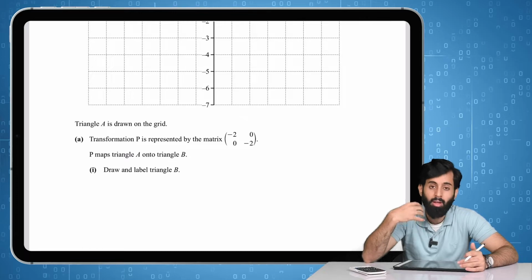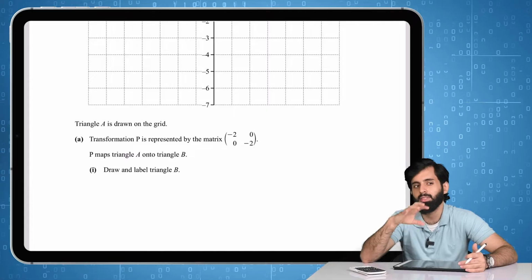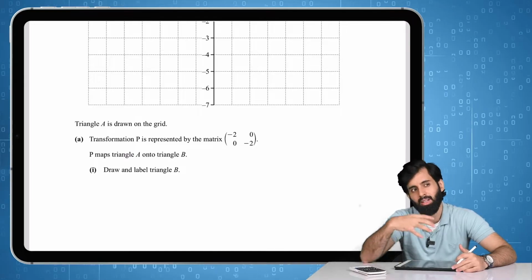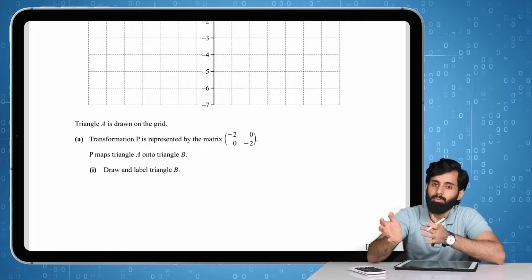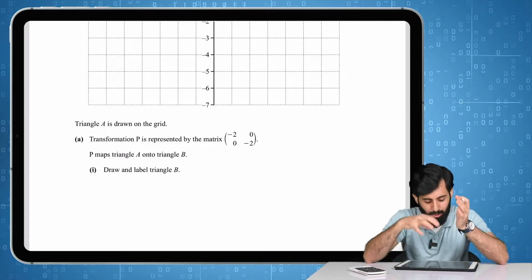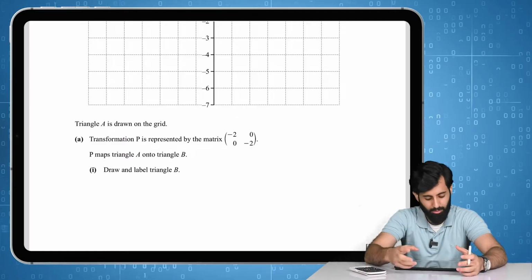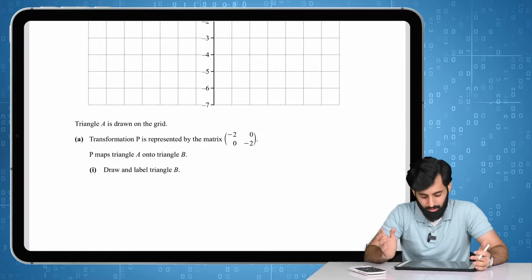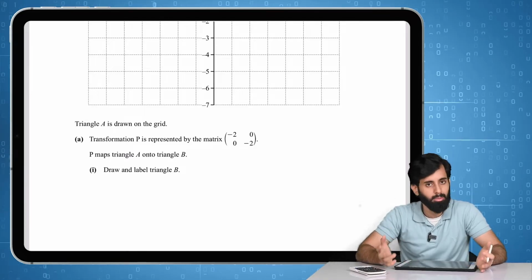If you really understood transformation matrices, I would suggest not to do that. Why? Because it's going to take a lot of time, and since it requires a lot of working, the chances of making an error will be relatively higher. An easier way to do this question, and it's only 2 marks, so you shouldn't be doing a lot of working, is to look at the matrix -2, 0, 0, -2, realize what transformation it represents, and apply that transformation.